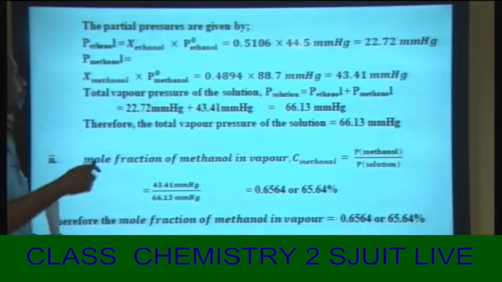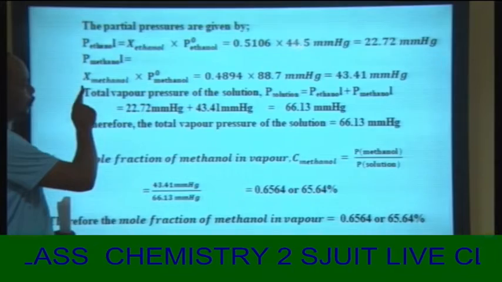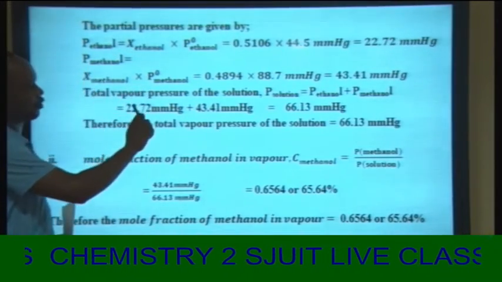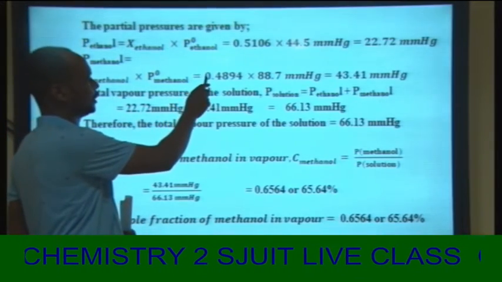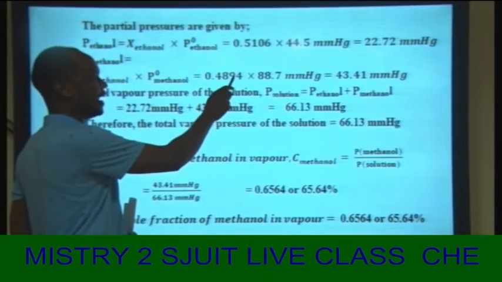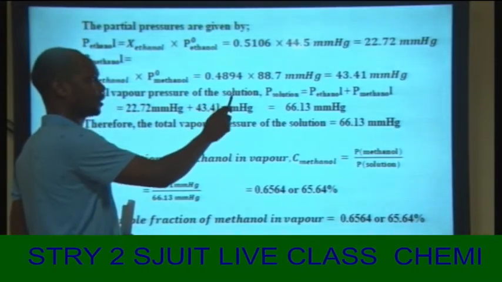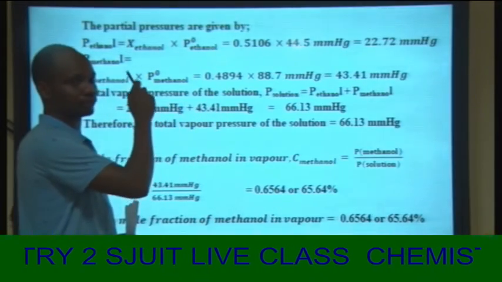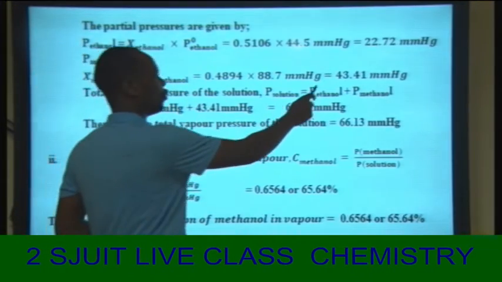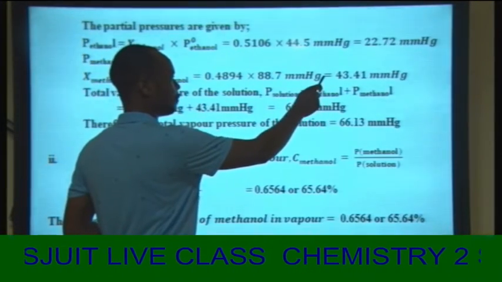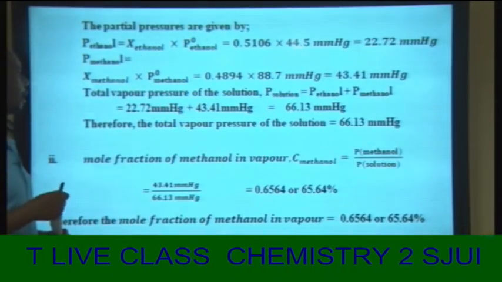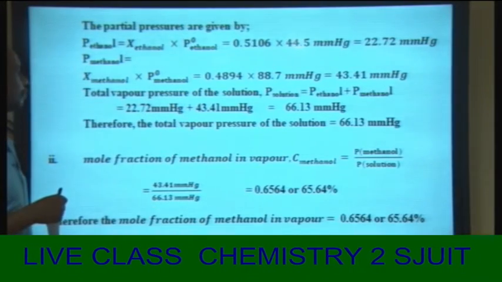What about partial pressure of methanol? We have the mole fraction of methanol, and its pure pressure. Mole fraction of methanol was 0.4894, and its pure pressure was 88.7 millimeter of mercury. Therefore, partial pressure of methanol is equal to 43.41 millimeter of mercury. We have a partial pressure of ethanol and partial pressure of methanol.